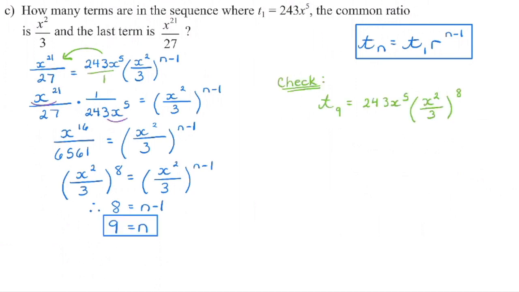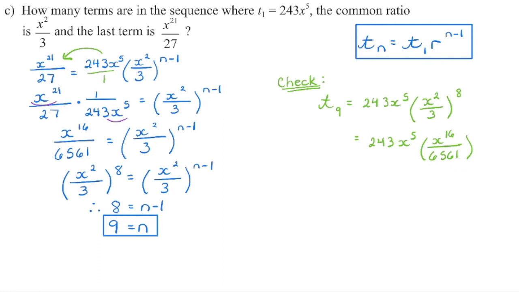And now we can check it. So we think there are 9 terms in this sequence, so term 9 should be that last term that we're given here. So substitute in the first term and our common ratio, and then 9 minus 1 will give us 8. If we have a power raised to a power, remember we're multiplying those exponents. So we're going to get x to the power of 16, and then 3 to the power of 8 is 6,561.